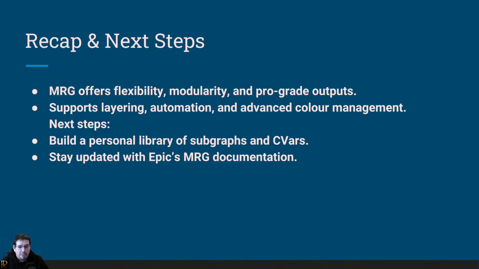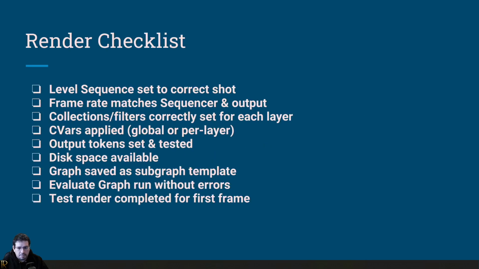So MRG offers flexibility, modularity, and pro-grade outputs. It supports layering, automation, and advanced color management, right? So some next steps: build a personal library of subgraphs and CVars. It'll be really useful for your everyday workflow. Stay updated with Epic's MRG documentation, and I cannot say this enough, there's enough information out there for you to be able to understand the subject, right? And experts from Unreal are always putting information in there, so really good plug.